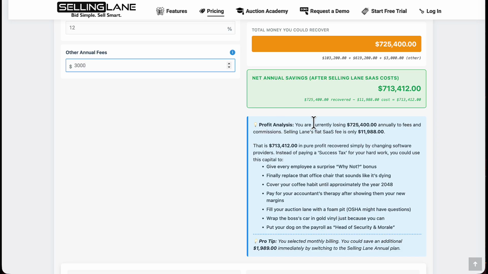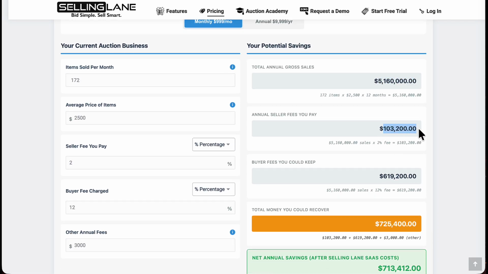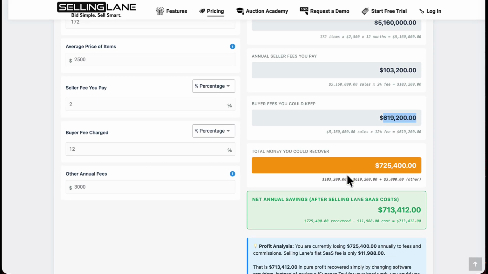Okay, so let's do the math. So here's what just happened. You are losing about $700,000 a year in fees. Now, this is a big auction, right? This is a $5 million in sales auction. And their annual seller fee is $100,000 from the legacy software company, as much as your buyers are paying as much as $600,000 in fees with a 12% fee. So the net effective cost to this auction is $700,000.